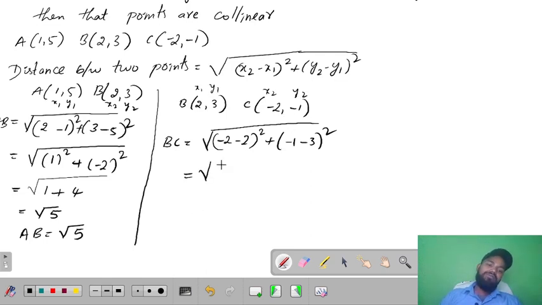So now minus 2 minus 2 is minus 4, whole square plus minus 1 minus 3 is minus 4, whole square, that is nothing but under root.